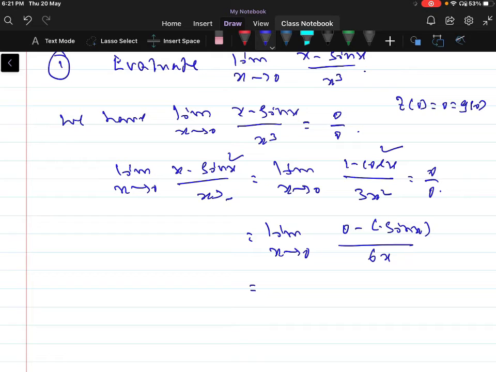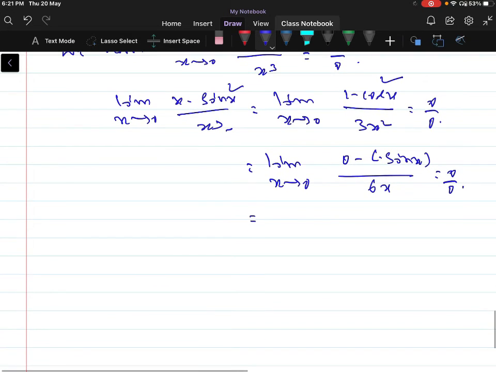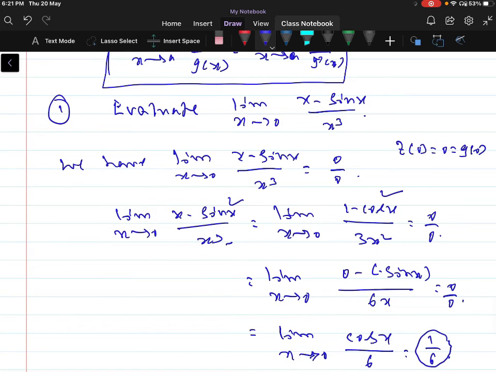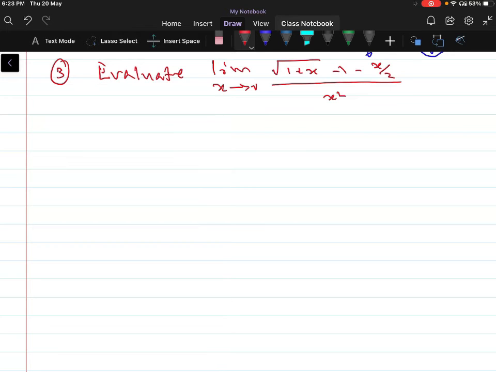Now put x equal to 0 for the numerator and denominator. Again we have a 0 by 0 form. Let us apply once again L'Hopital's rule. So this can be written as limit as x approaches 0, differentiating sin x gives cos x, by differentiating 6x gives 6. When x is equal to 0, cos 0 is 1, so 1 by 6. The limit value is 1 by 6 when x approaches 0 for the function x minus sin x by x cube.